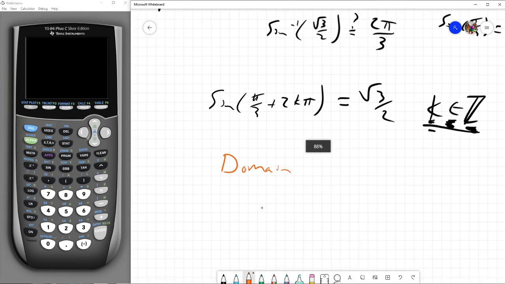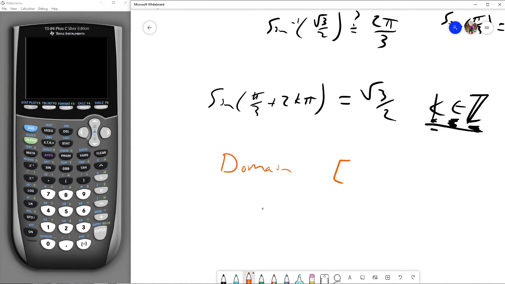so the domain for Arcsine is -1, 1, but the range is from negative pi over 2 to pi over 2. And actually, we need to make that open parentheses. So, in case you're wondering why the square brackets here, this implies you're including the -1 and 1. With the parentheses here, we are excluding the pi.